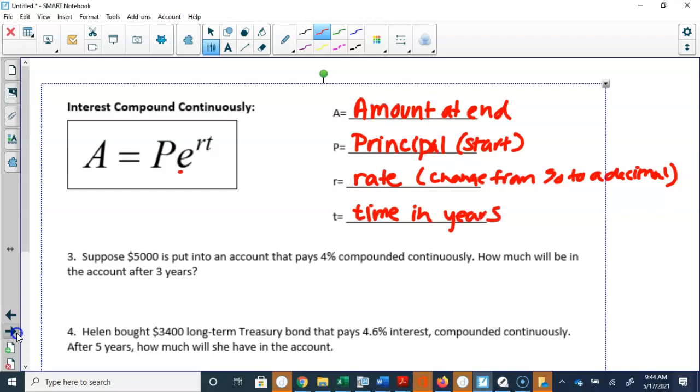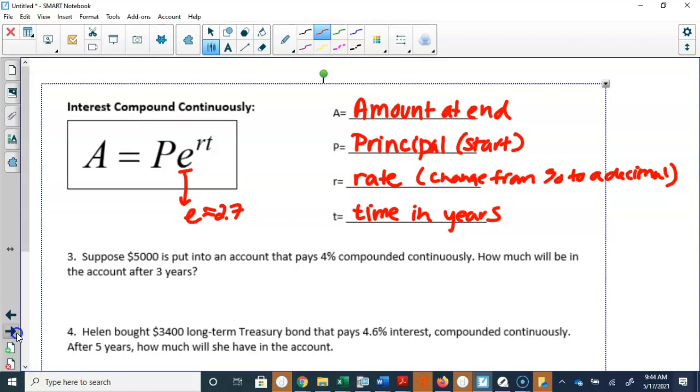And then you'll notice we have this E. This E is an irrational number that is approximately equal to 2.7. It goes on and on and on. It's kind of like pi. Pi is an irrational number. Your teacher in class may talk about that more at length with you, but for now we're just going to use it in our application, and I'm going to show you how to type it in the calculator.